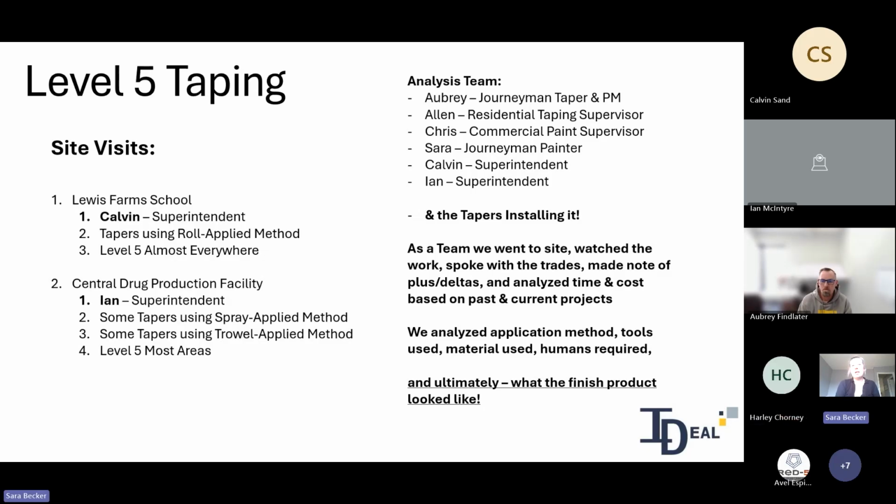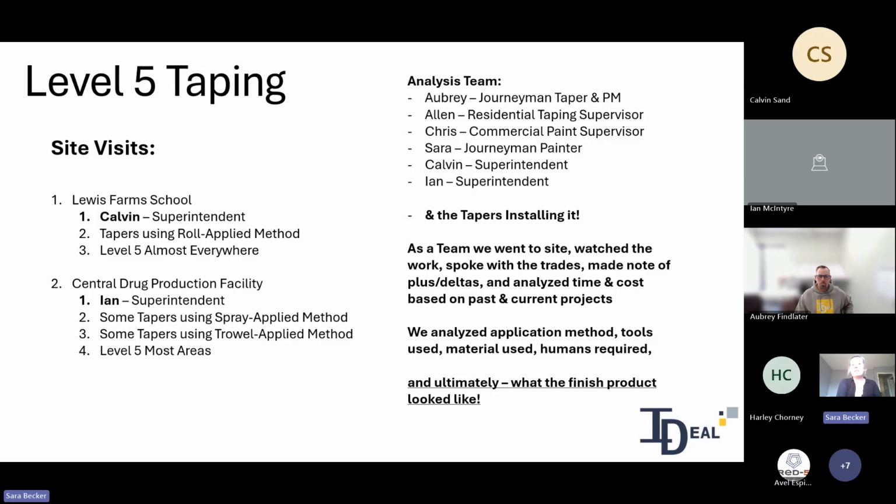So our team that analyzed these 3 different ways of doing things were Aubrey, obviously, Alan, who is our residential taping supervisor. He's been taping about as long, if not longer, than Aubrey. Chris, who is our commercial paint supervisor. Myself, I was just along for the ride. Calvin and Ian. And then we involved also the tapers who were actually installing it.